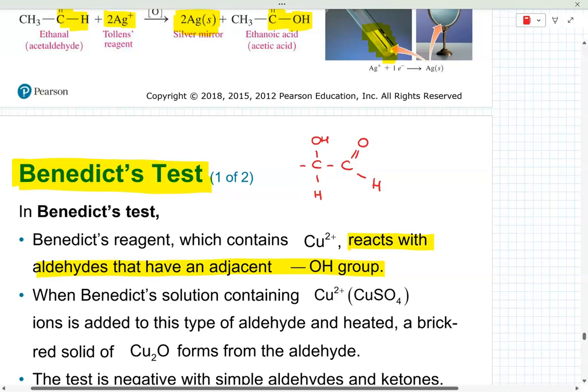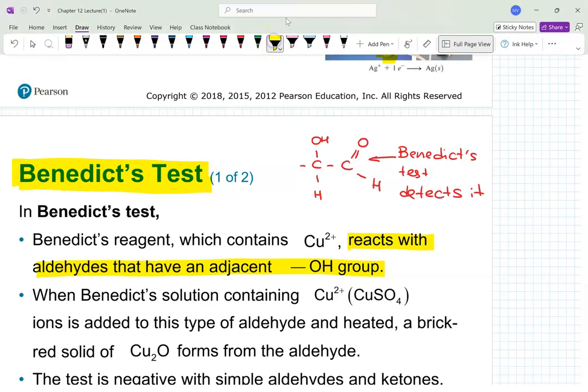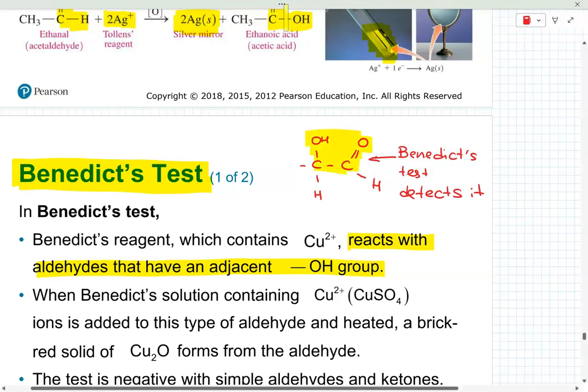Does that make sense to you? Benedict's test detects it. And I'm going to highlight this, right? So you have a carbonyl group. Can you see that? And you have an OH group next to it. That's what Benedict's test is for. Okay?